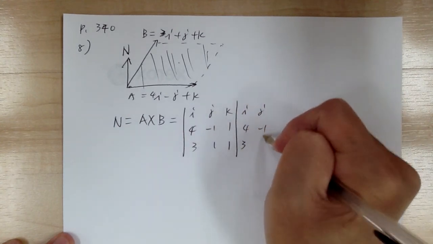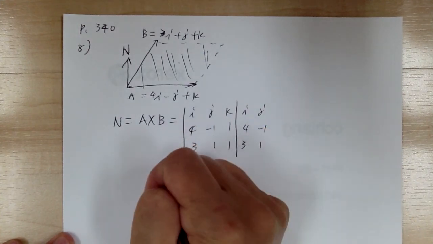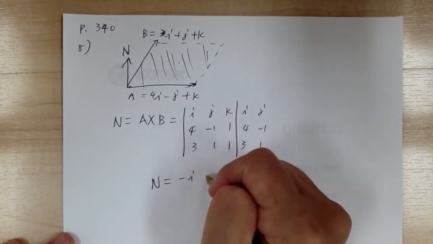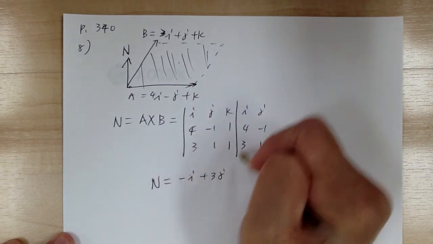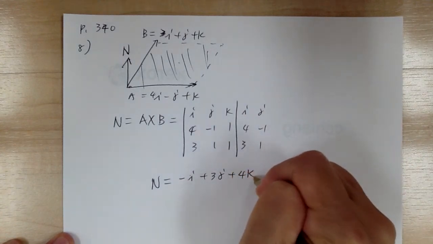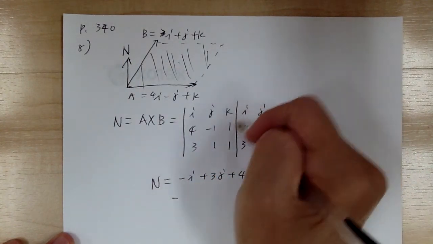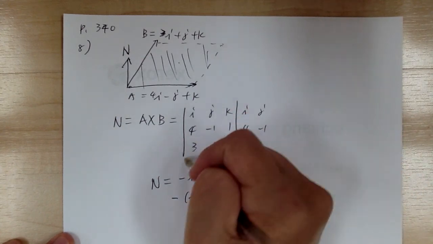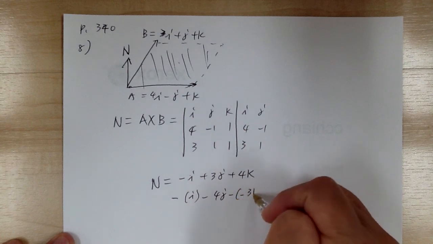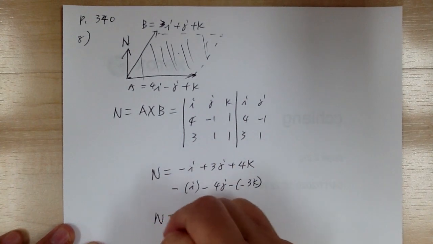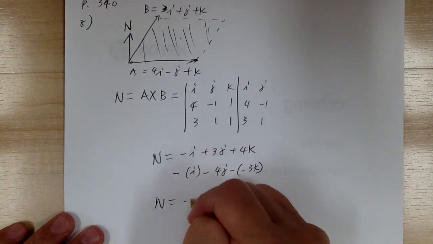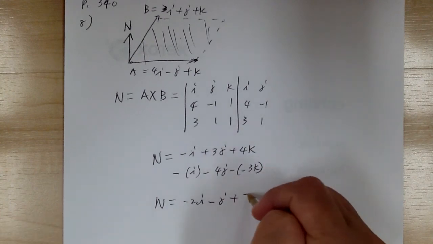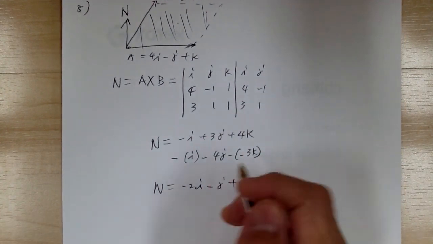Okay. So the normal will equal, so to go this way, it would be minus i. This would be plus 3j. This one plus 4k, minus, so this would be 1i, minus j would be 4j. This one would be minus negative 3k. So the normal will give you minus 2i minus j plus 7k.